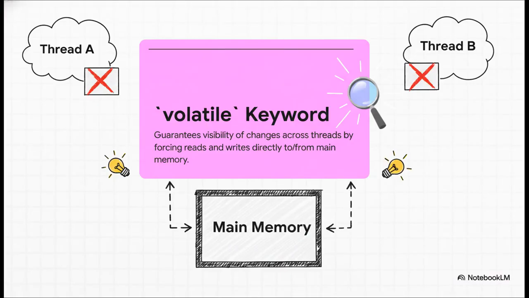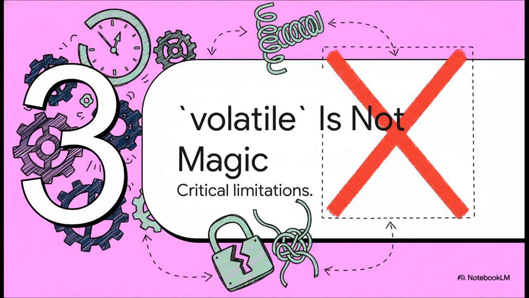And this is precisely what volatile does. It's a command. It tells the threads, hey, for this variable, forget your private notepad. Every single time you read it or write to it, you have to go directly to the main whiteboard. This guarantees visibility. It ensures everyone is looking at the same up-to-date information. Now, it's super tempting to think of volatile as this magic wand you can wave to fix any concurrency problem, but that is a really dangerous trap.